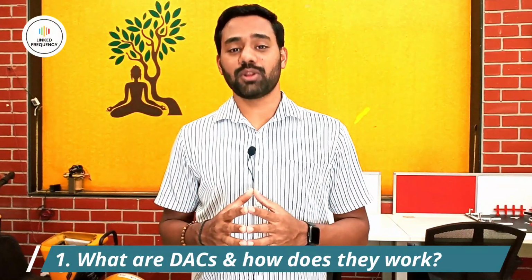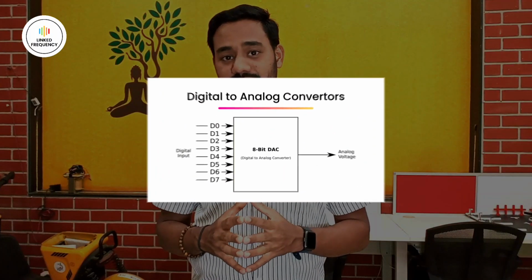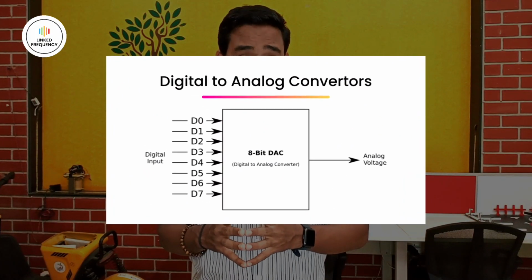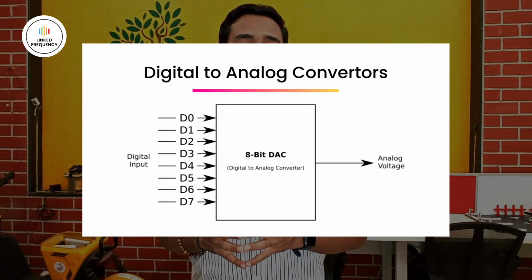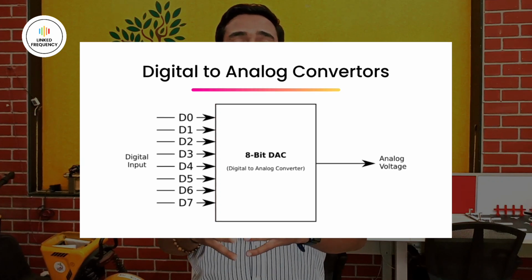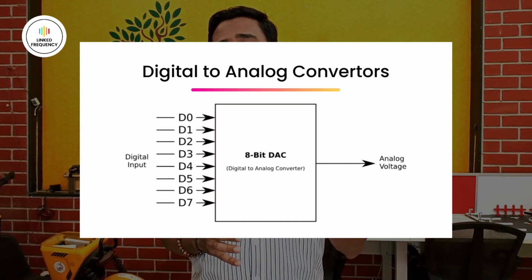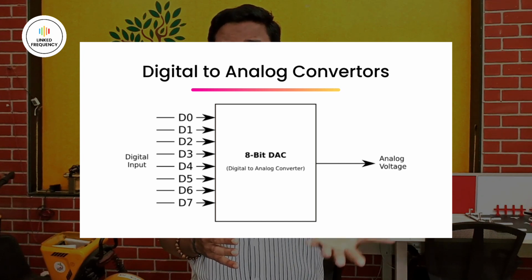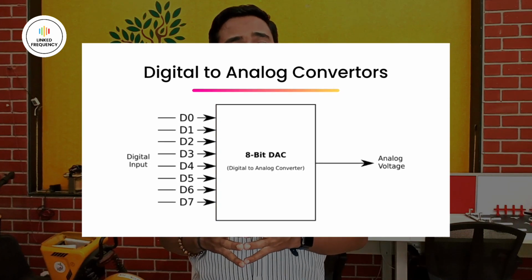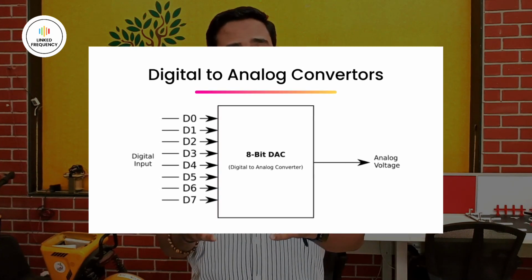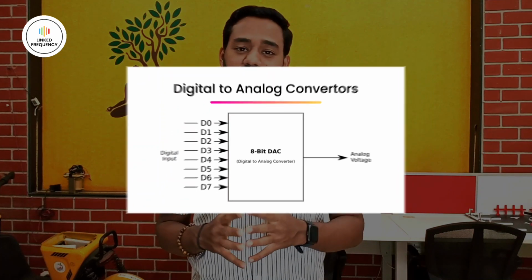What are digital to analog converters and how do they work? Digital to analog converters are electronic integrated circuits which are responsible for converting digital signal into analog signal. They consist of a decoder and also an operational amplifier, which is responsible for converting a digital sequence of bits into analog reference voltages, which are useful for driving the variable actuators which are used in industry in most cases.